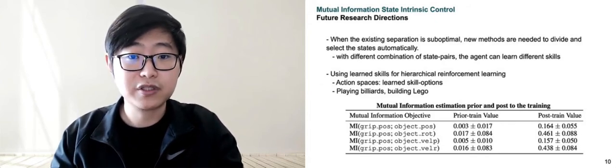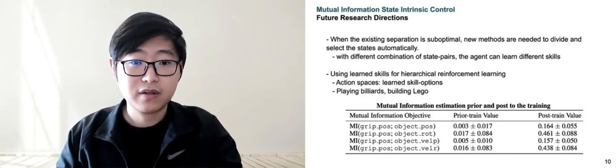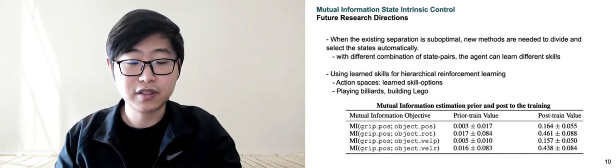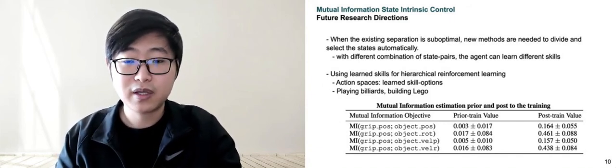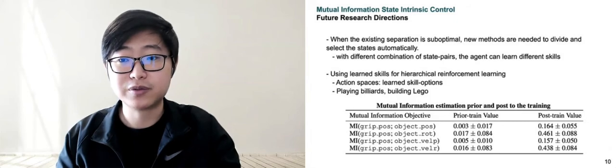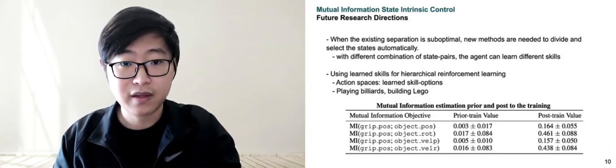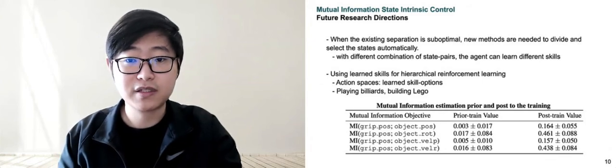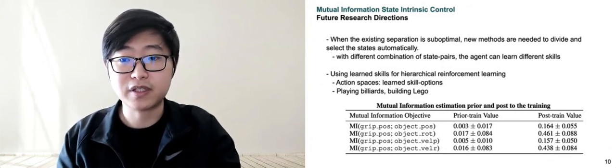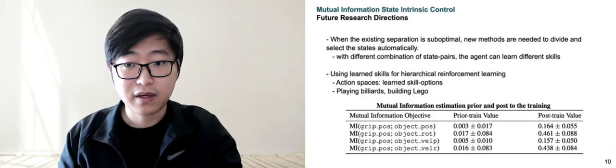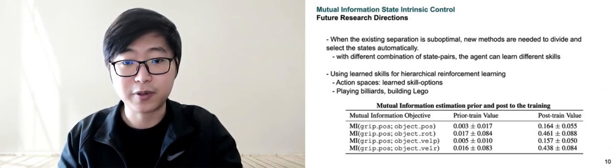There are some future research directions. The first one is that when the existing state separation is suboptimal, then we need new methods to automatically learn to divide and select the states. And with different combinations of state pairs, the agent can learn different control skills. And this is also shown in this table.